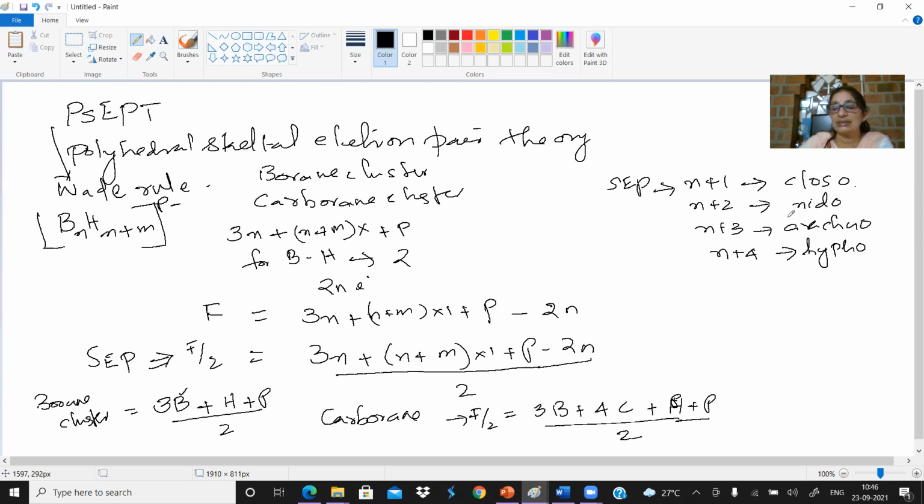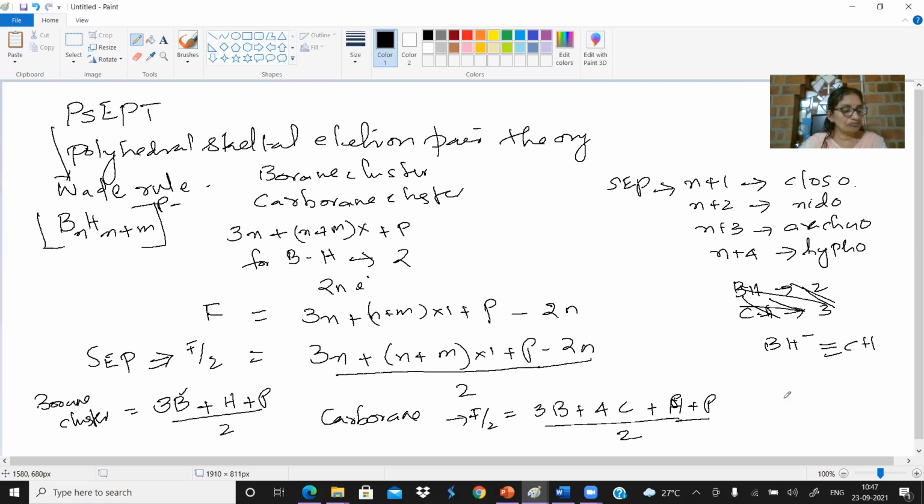Not the vertices. So this way you can find out whether your boron cluster is a closo, nido, arachno, or hypho. Not only boranes, you can use this for carboranes and metallocarboranes. Now, a BH unit will have 2 electrons. Similarly, a CH represents 3 electrons. You can see how each is substituted. So a BH minus unit is equivalent to a CH unit, taking the number of electrons.